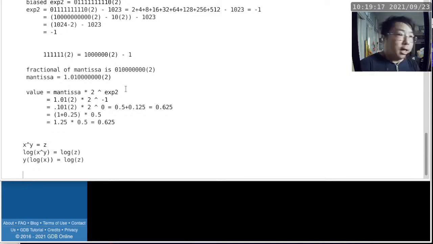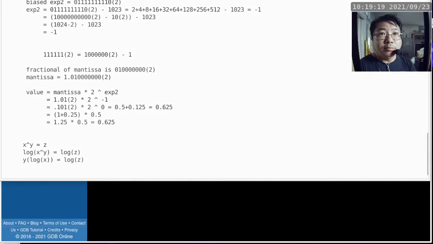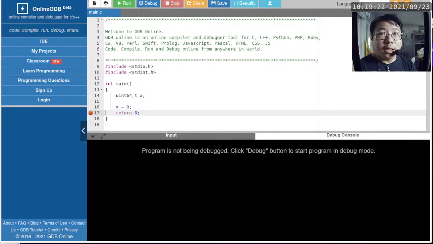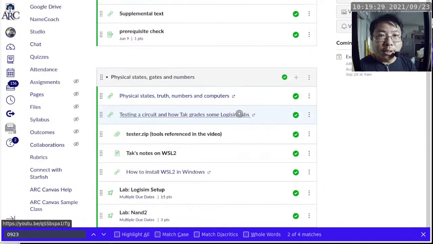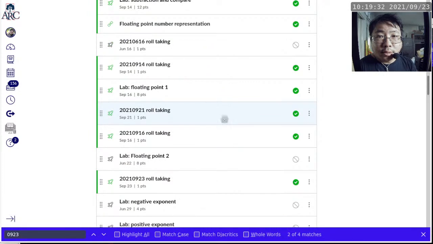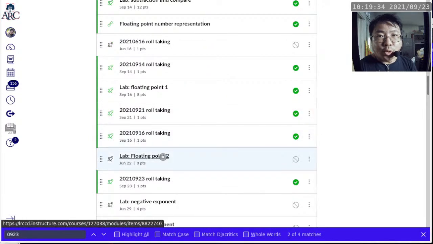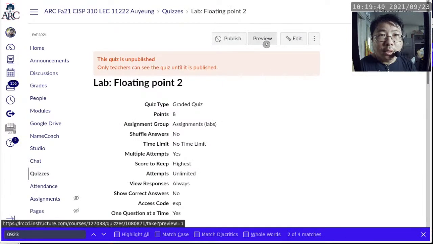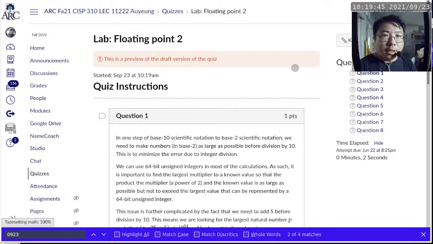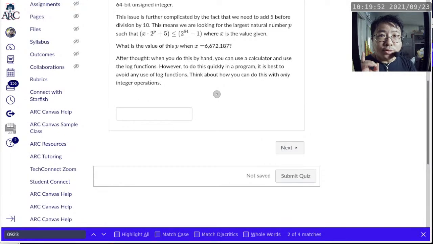In fact, I am going to explain that now. So don't go away, because I am going to explain the technique to answer one of the questions in today's lab. Alright, so let's go to today's lab, which is floating point 2. First of all, I'm just going to do a preview here, and I'll show you what question I'm talking about, and the technique to solve that particular question.